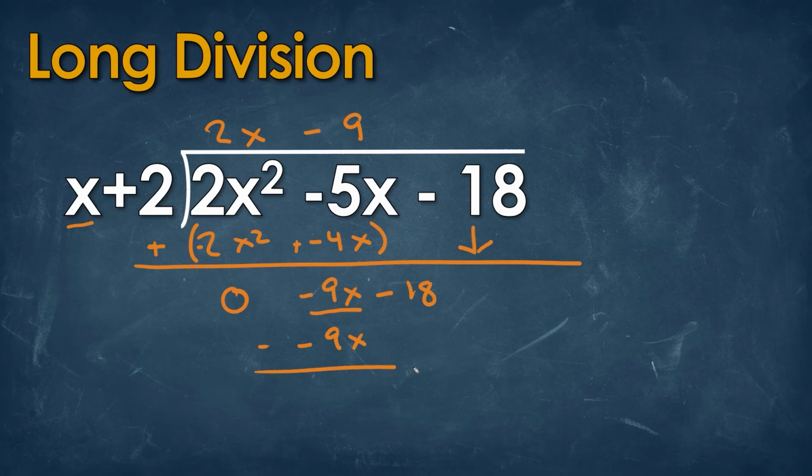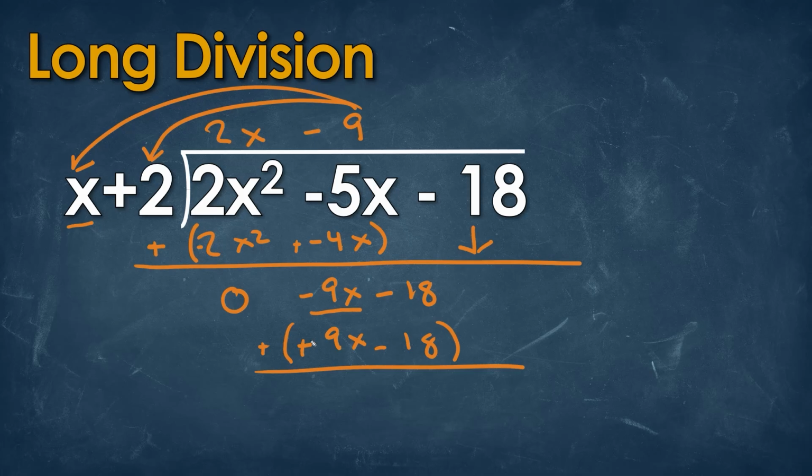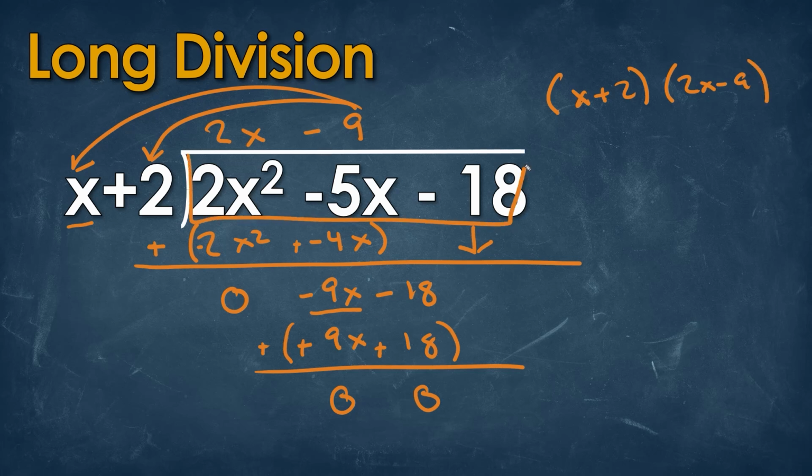So now when we subtract it, we'll have a remainder of 0. But since we did it to this value first, we have to do it to the other value too. So negative 9 times 2 will give us minus 18. When we subtract this, we change our signs. So we'd have 0, because negative 18 plus 18 is 0. So we have a remainder of 0. What that means is that if we have x plus 2 in parentheses multiplied by 2x minus 9, we would get this expression here. So this is our answer.